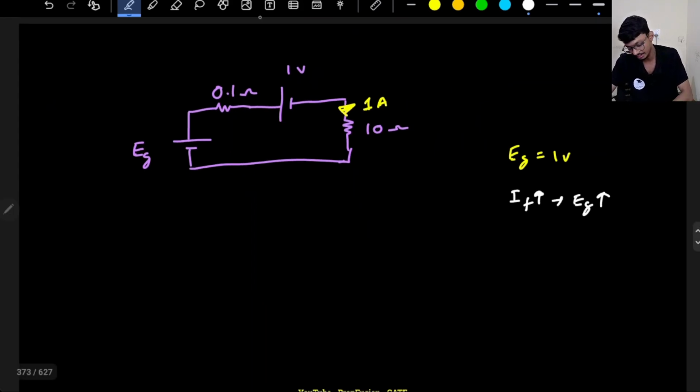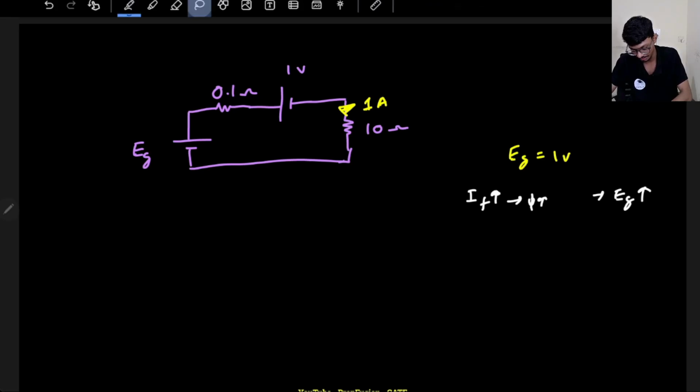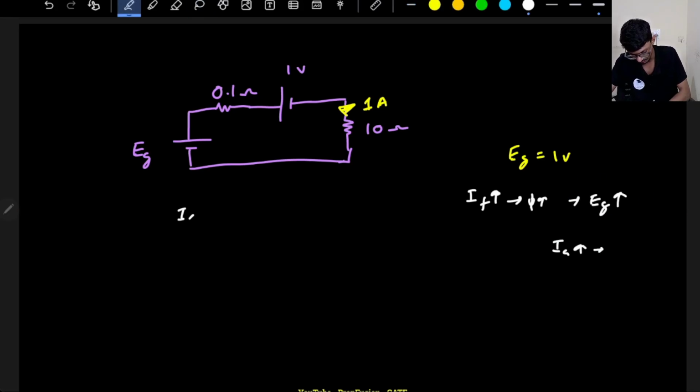But remember, if I increase my field current further, flux will increase further, and slowly there will be some amount of current. Ia will increase. Currently what is the Ia? If I see, currently Ia is 0. If let's say the Eg value is 2 volts, then (2 minus 1) divided by 10.1, roughly it will be equal to 0.1 amperes. So if it is roughly 0.1 amperes, then again Ia will increase.